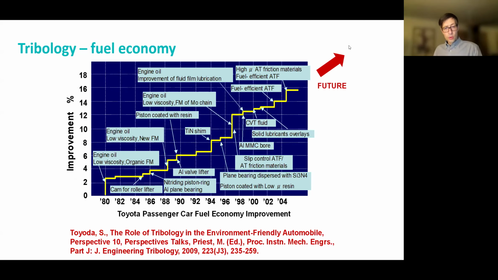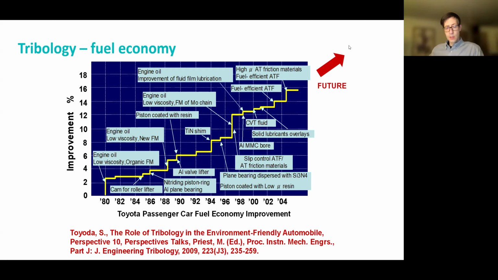I just want to show you one example of how tribologists improve your life if you are a driver. If you happen to have a car, an internal combustion engine car, this graph is showing the fuel improvement and fuel economy of a standard passenger car. So in that case, it was a Toyota car.